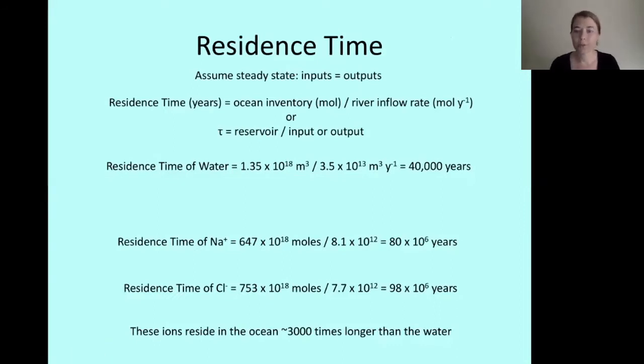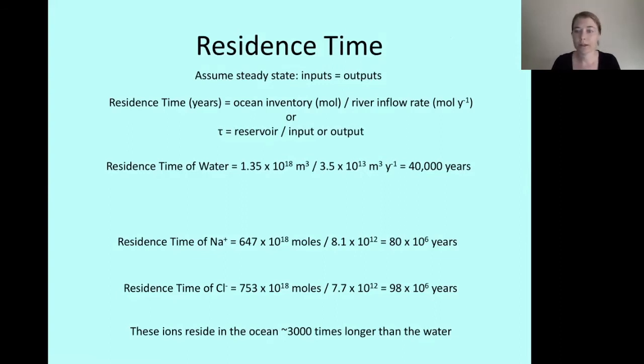And when we've determined all of these sources and sinks, or inputs and outputs, what's getting put in and removed, we can estimate the residence time, or how long a molecule resides in the ocean before it is removed. You can do this by estimating the overall ocean inventory of that particular molecule that you're interested in, divided by either the input or the output rate.